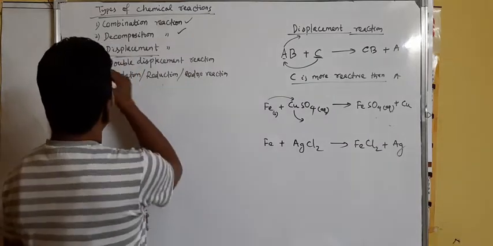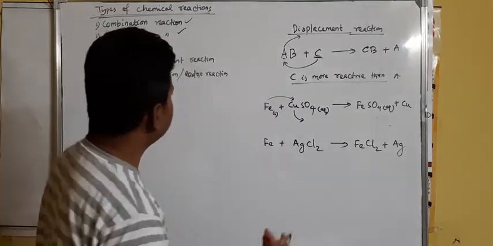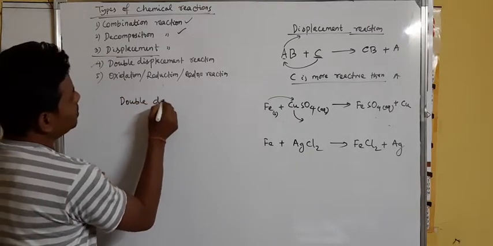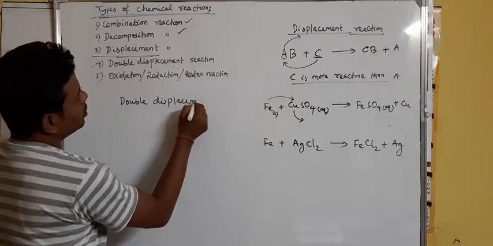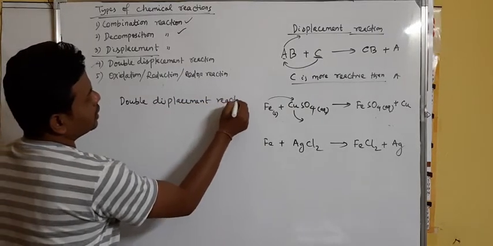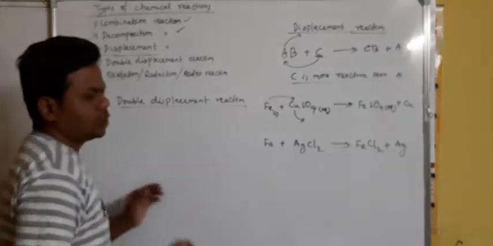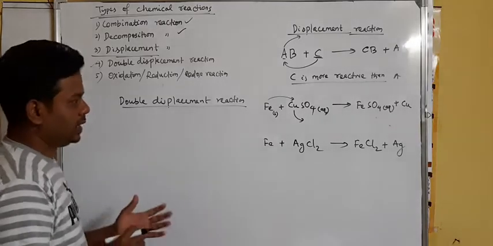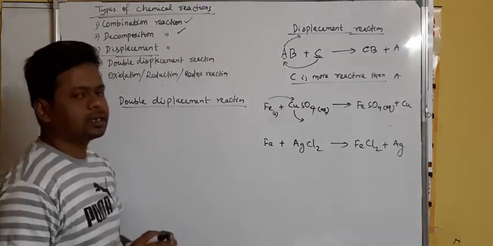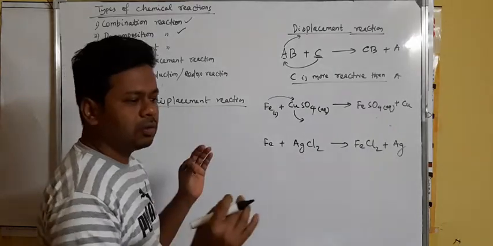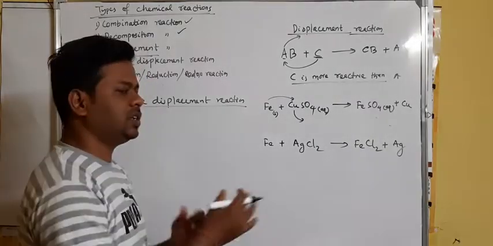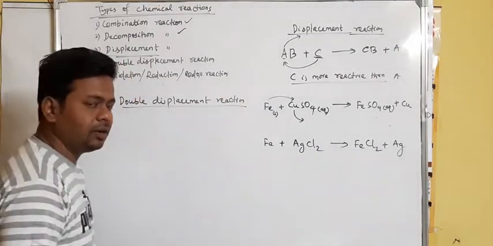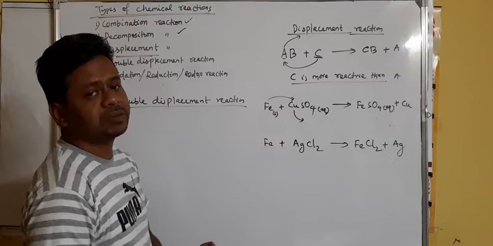Then we'll go to the fourth one, that is the double displacement reaction. In a double displacement reaction, two ionic compounds react with each other. Again I am repeating, in this reaction two ionic compounds react with each other and exchange their ions to form two new substances. Only then can it be called a double displacement reaction.